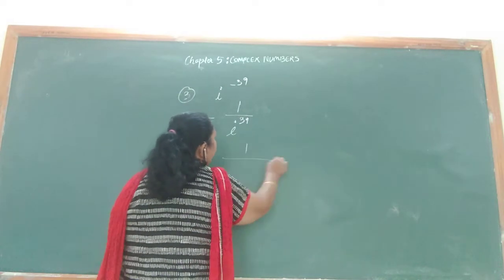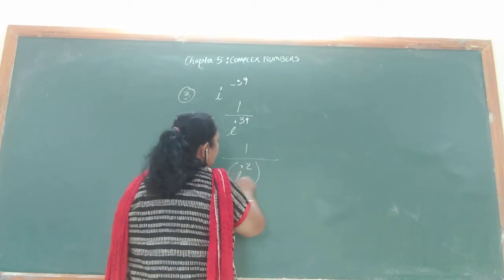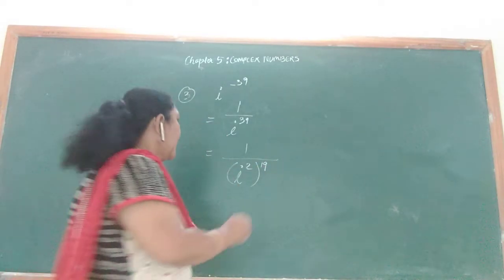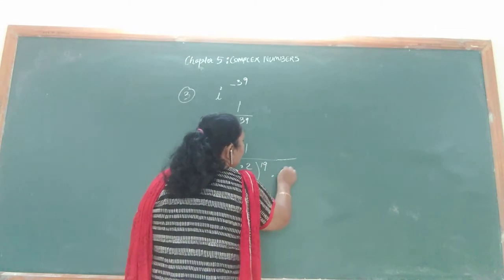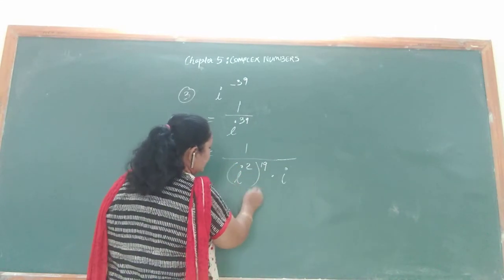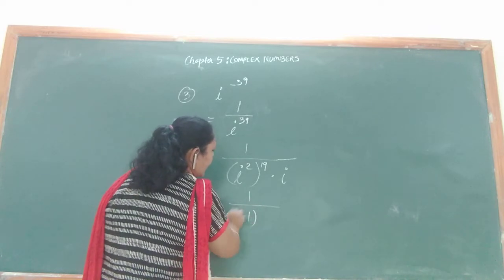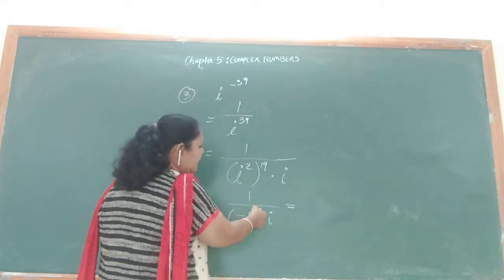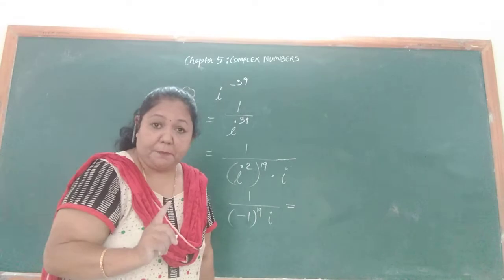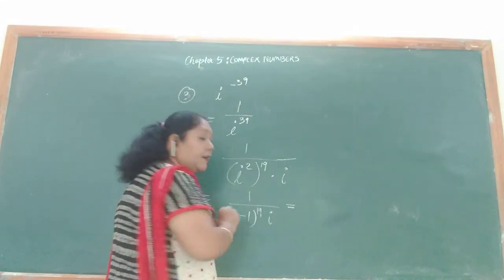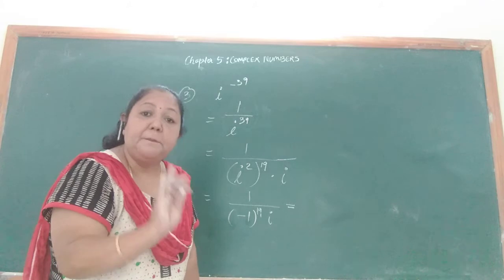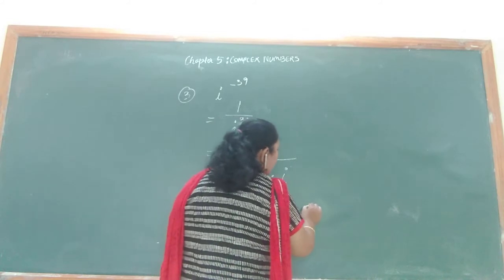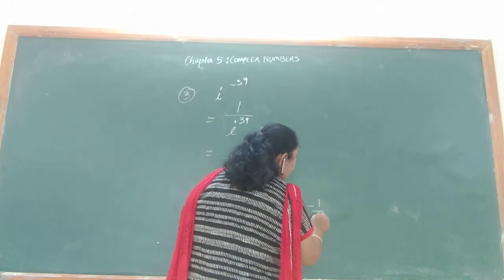Now this I write as i square to the power 19 into i, because 19 twos is 38, and plus 1. So i square is minus 1 to the power 19, and into i. Now minus 1 to an odd power: if the power is odd, the minus sign will persist. So this will become minus 1 and into i. So your answer is minus 1 upon i.